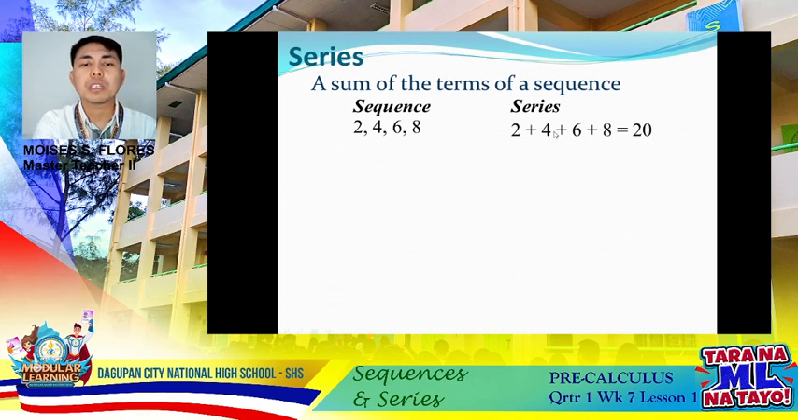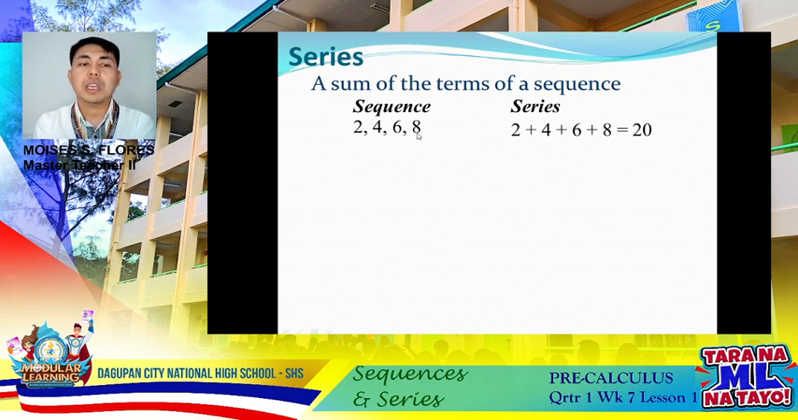So we have 2 plus 4 plus 6 plus 8. This is now a series. But the first example, 2, 4, 6, 8, is a mere sequence. Again, for a series, we are going to get the sum of the terms of that sequence. And the same is true with a sequence.